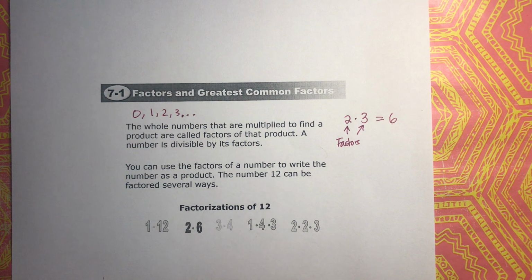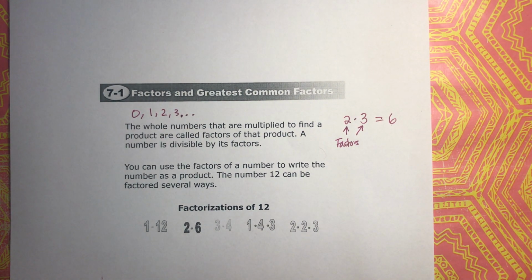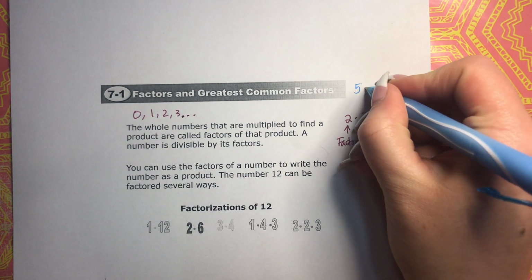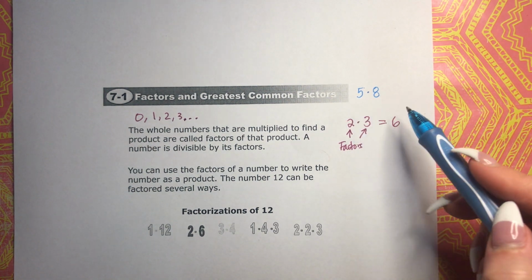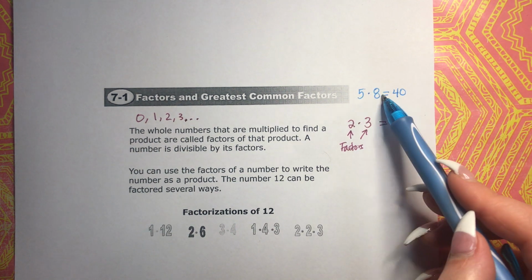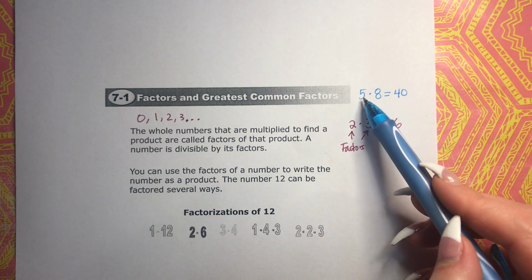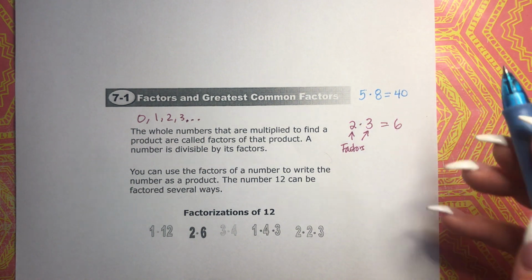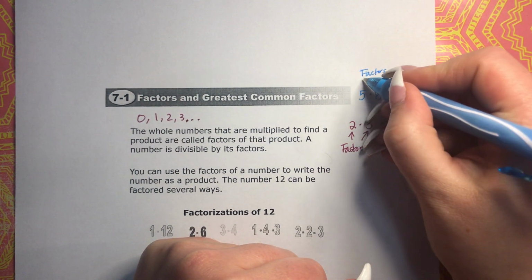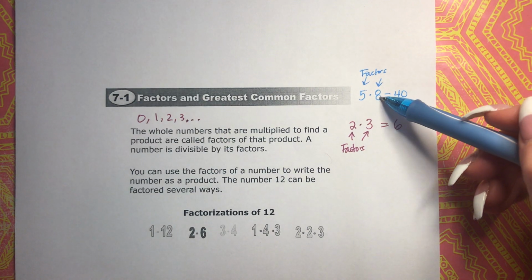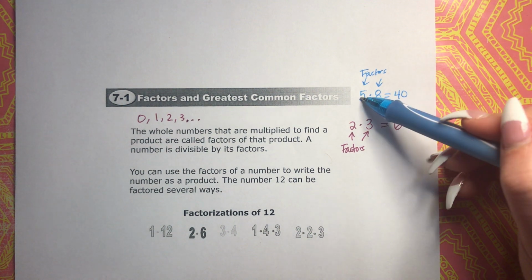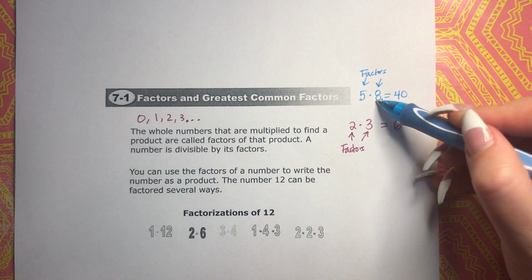Let's think of another one. How about 5 times 8? Those are both whole numbers, and 5 times 8 is 40. That's the product. So 5 and 8 are factors of 40. And this number is divisible by its factors: 40 divided by 8 is 5, and 40 divided by 5 is 8.